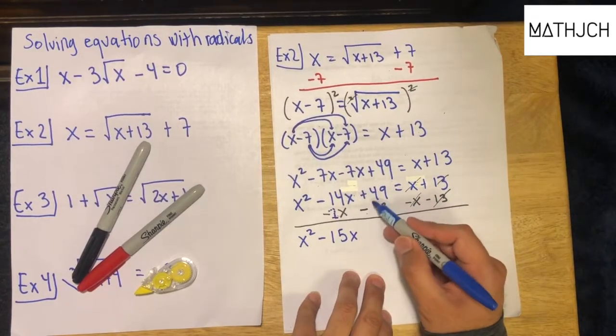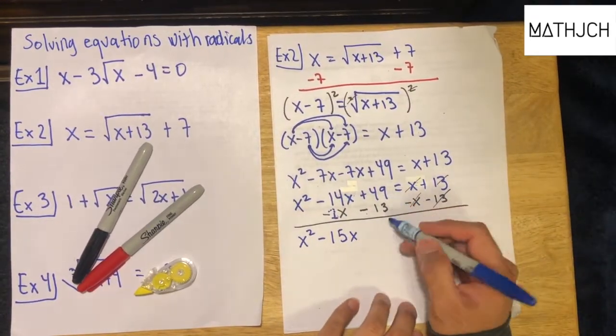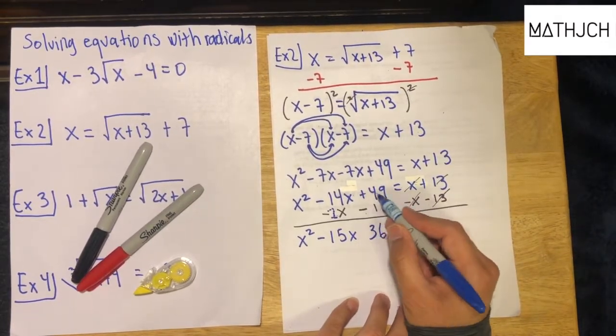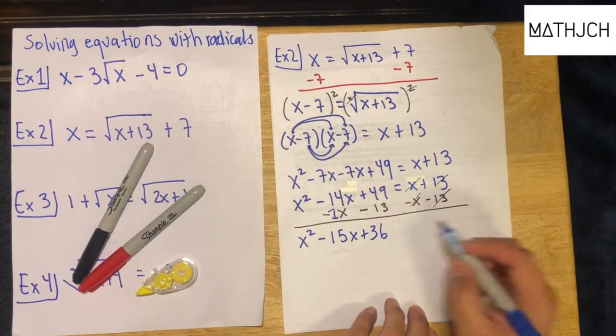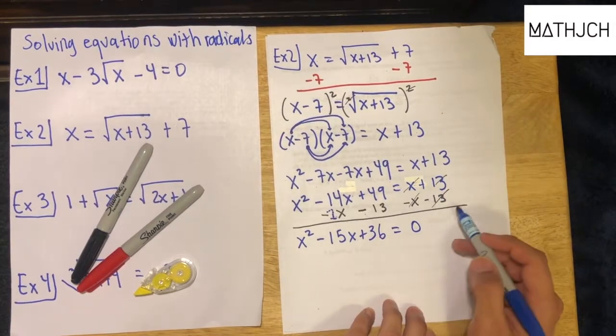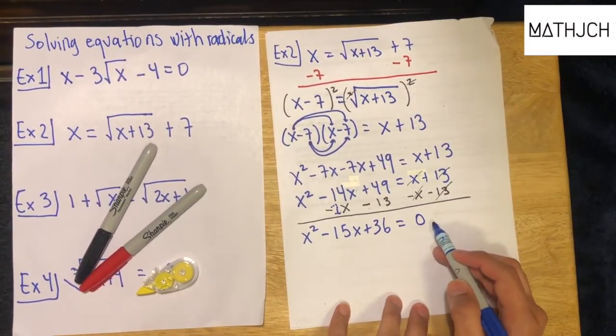Now we have 49 minus 13. Yeah, so we could do the operation here. 9 minus 3 is 6, 4 minus 1 is 3, and 49 is higher. That will leave us with 36 equal to 0, right? Cancel, cancel, everything is canceled here, so we are left with equal 0. Now we have a quadratic equation ready to solve.